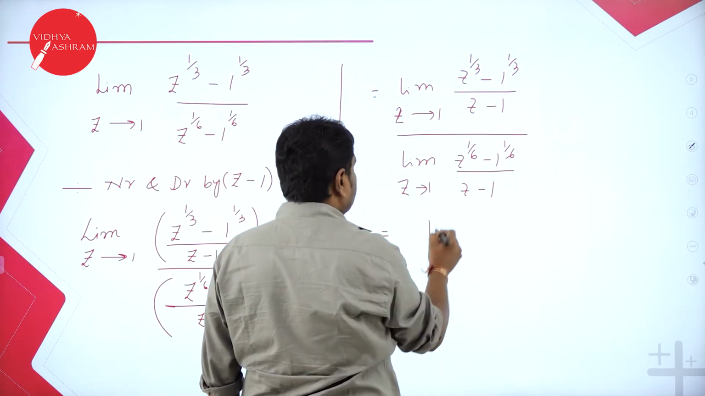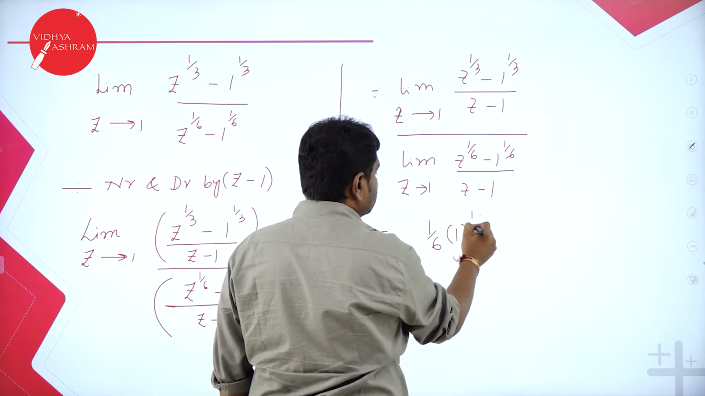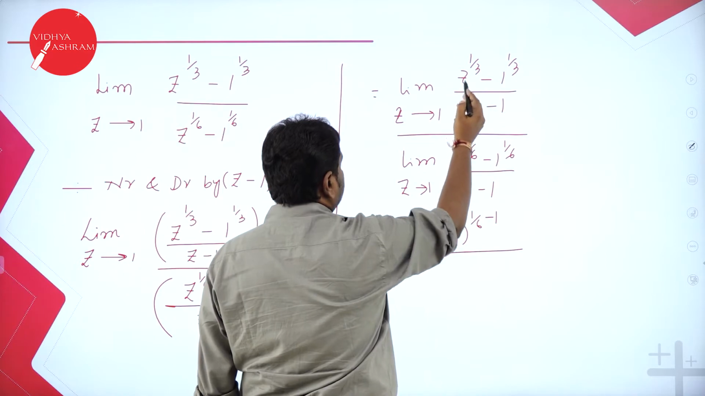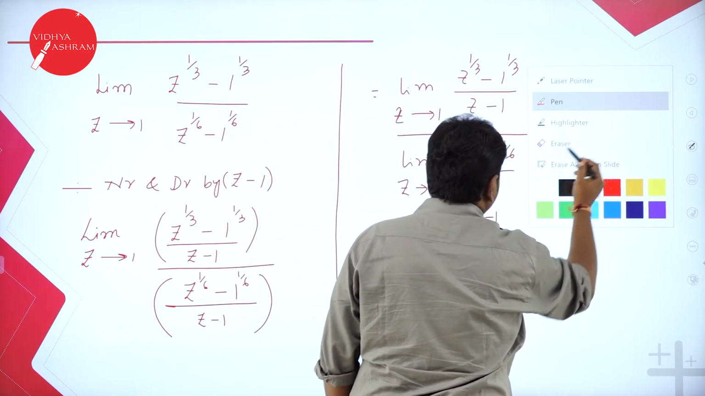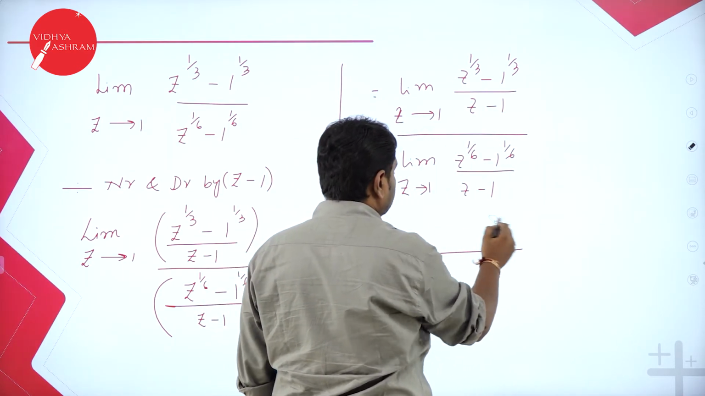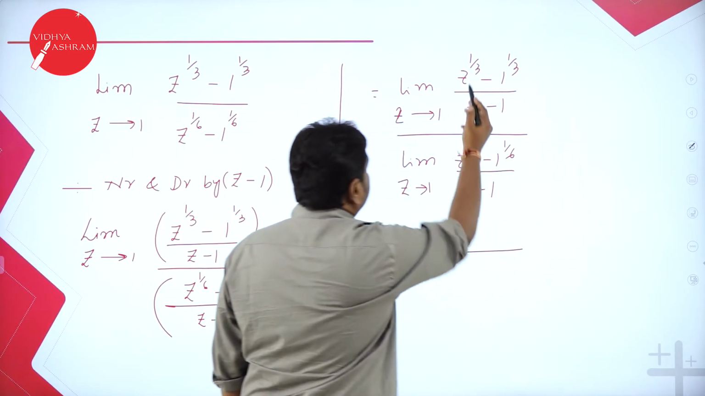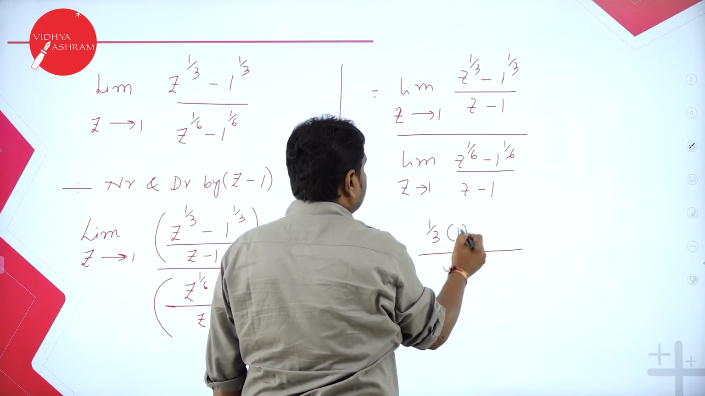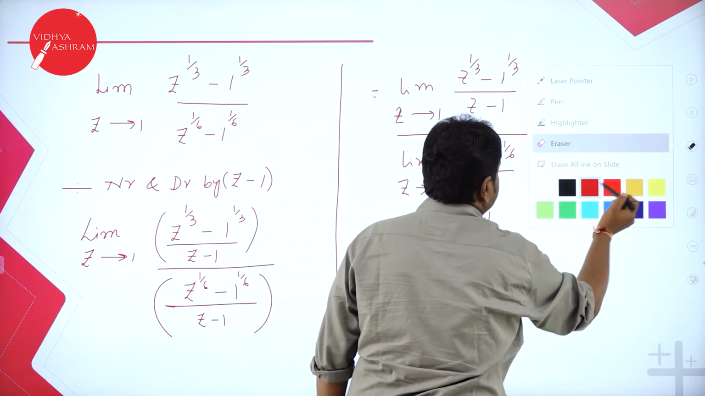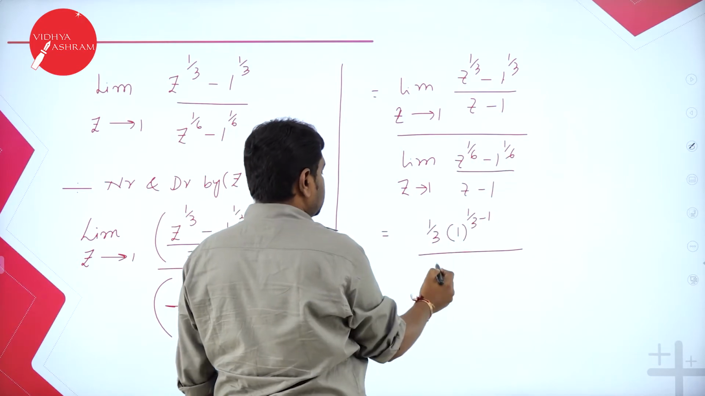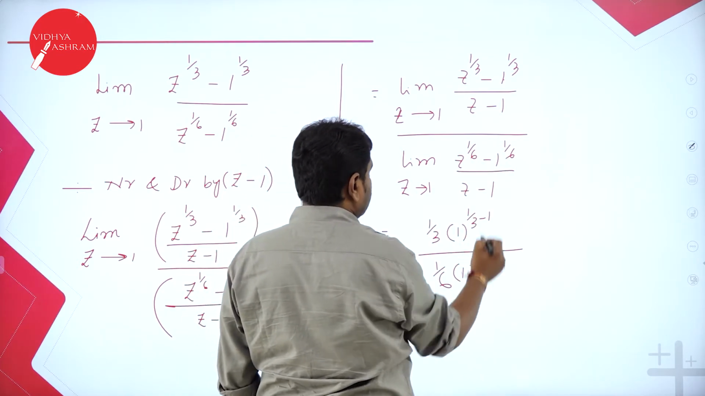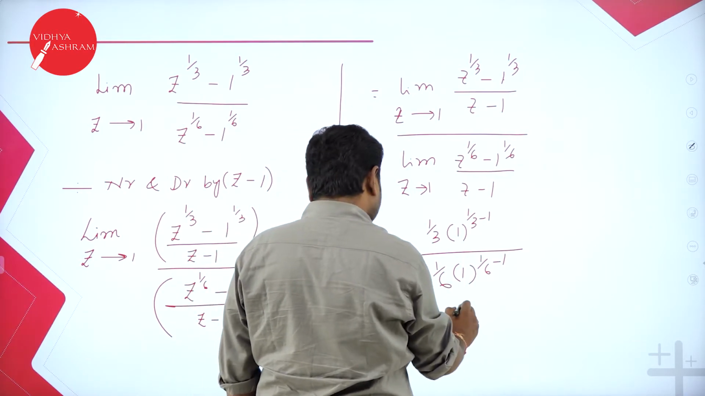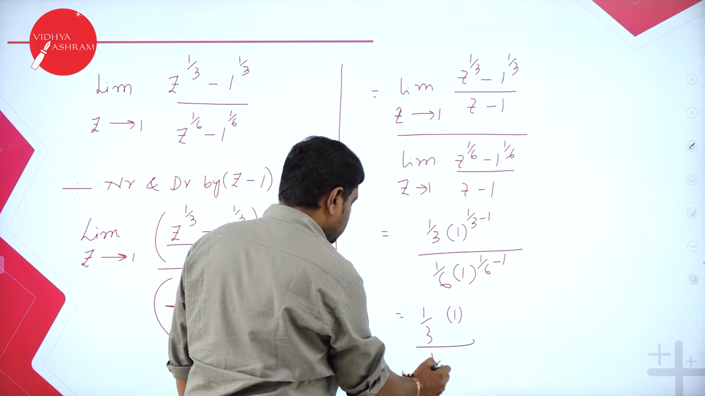Here in the place of n, the numerator has 1 by 3; apply the limit separately for the numerator and separately for the denominator. In the numerator we'll get 1 by 3, n into a power n minus 1, where a means 1, so 1 power 1 by 3 minus 1. The denominator also has n, which is 1 by 6, into a power n minus 1, that is 1 power 1 by 6 minus 1. So it will become 1 by 3, 1 power anything is 1, divided by 1 by 6.